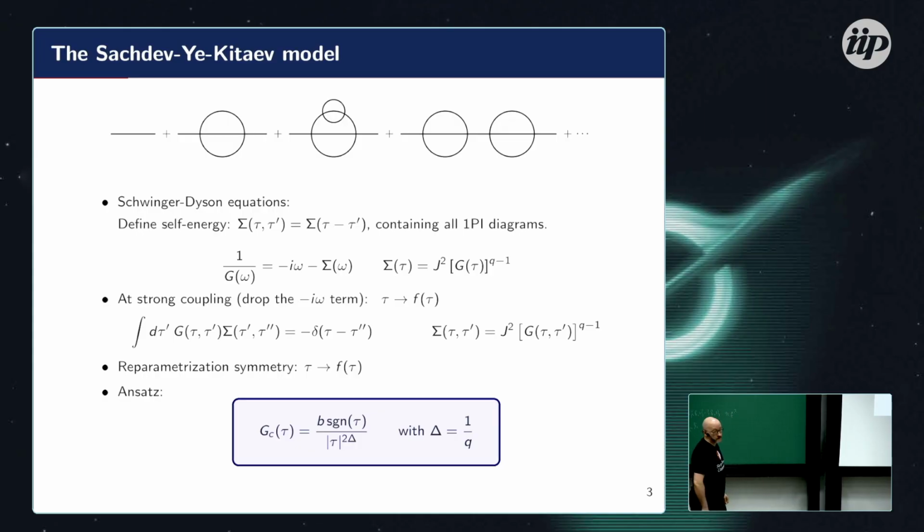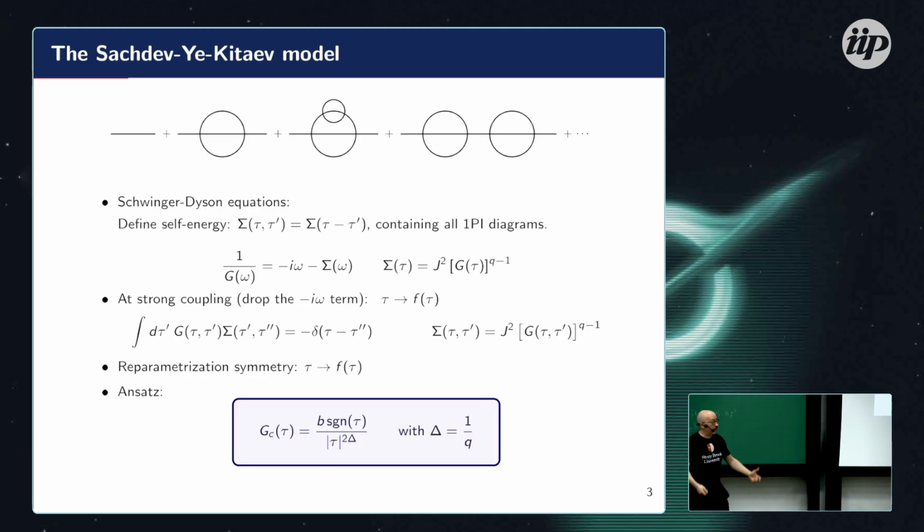Just solve the Schwinger-Dyson equations. You can define the self-energy sigma, and the dressed propagator here, G. These coupled equations are in Fourier space, and this is in real space. You can solve this numerically.